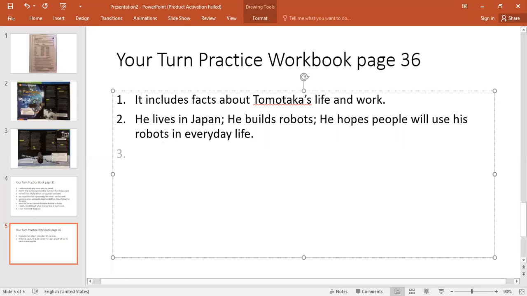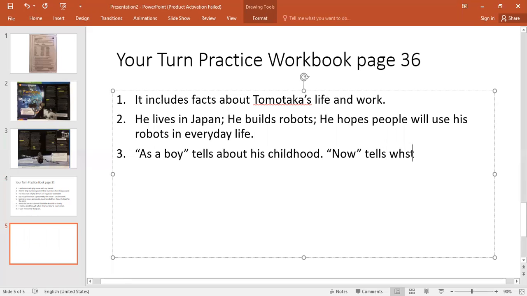Okay, what words and phrases introduce information about different times in his life? We have as a boy, so this phrase tells about his childhood. And now tells what he does as an adult.